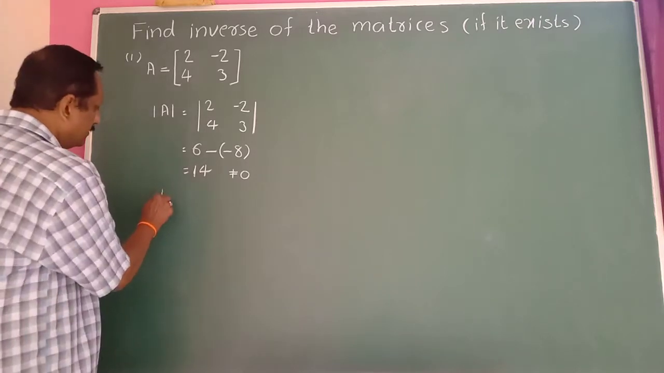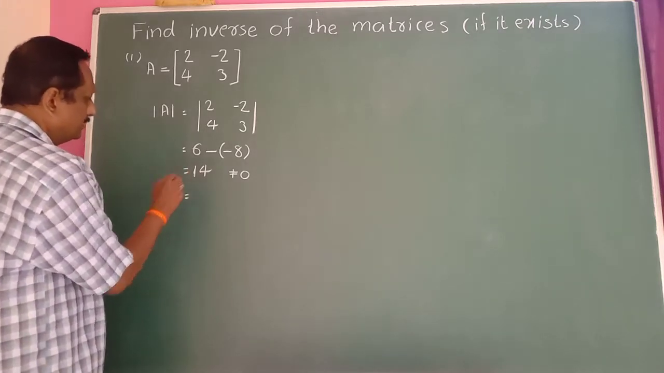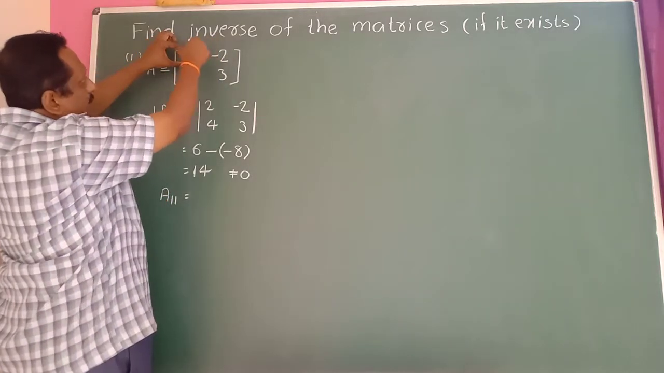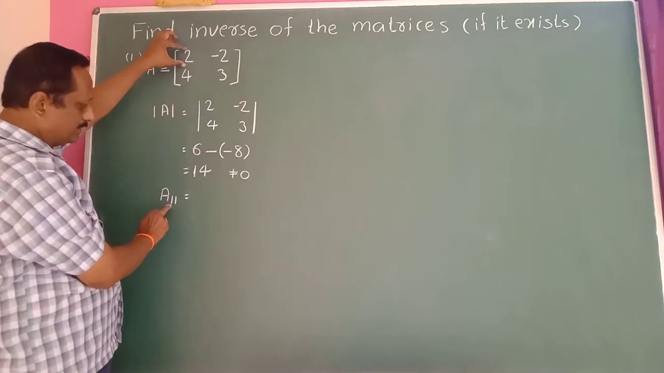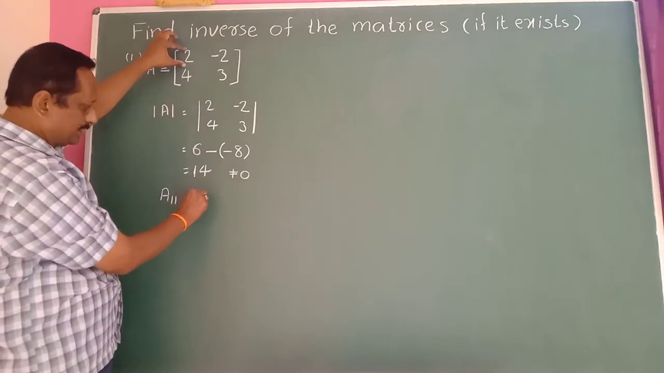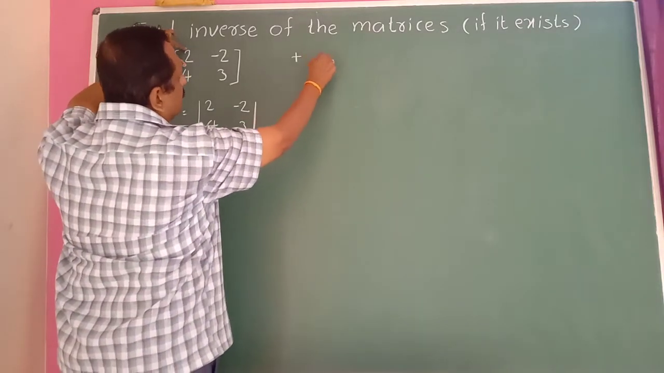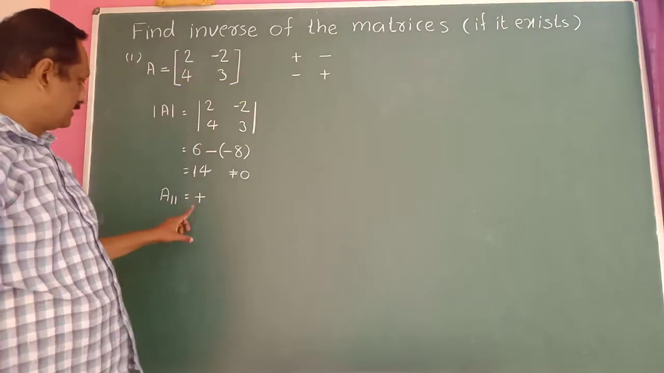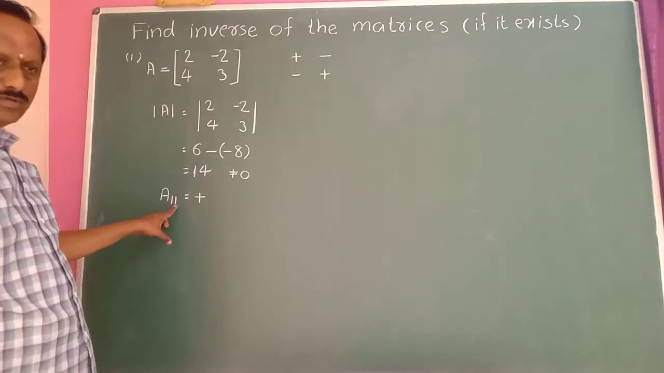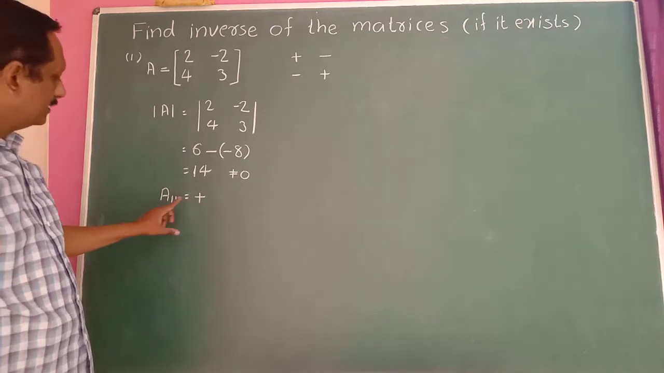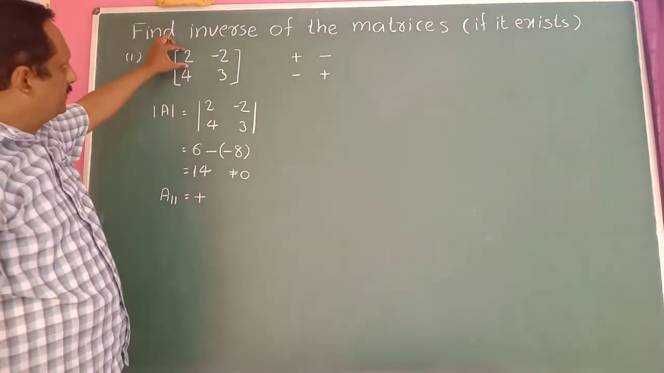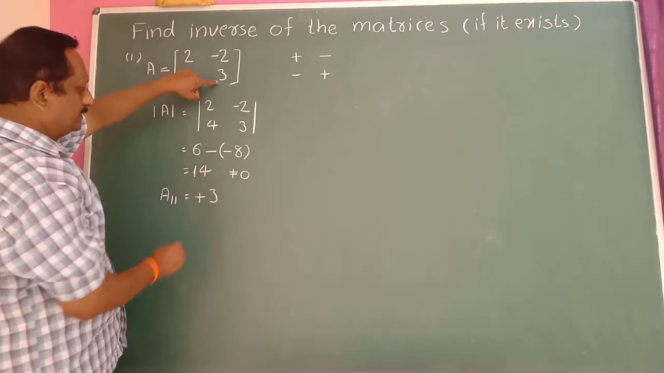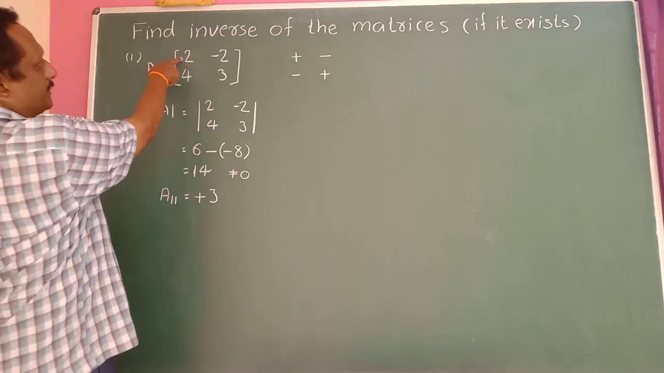So therefore, A11 is equal to the cofactor of the element in the first row and the first column. You know that 1 plus 1 is 2, an even number, so take the plus sign. Otherwise you remember the sign pattern plus, minus, and plus. Deleting the first row and first column, the remaining element is 3. So A11 is 3.